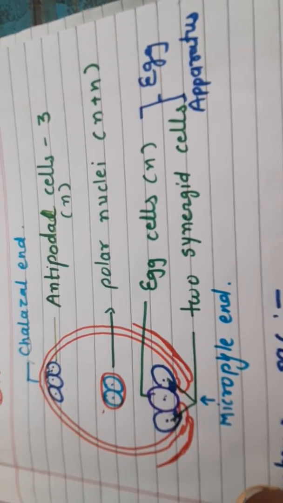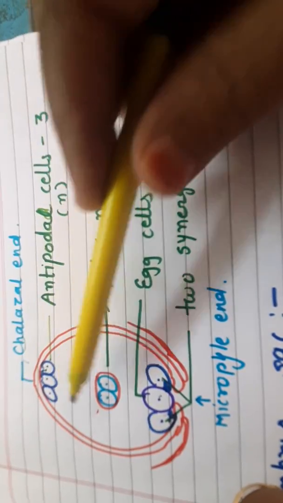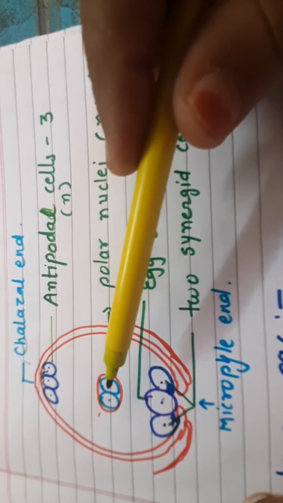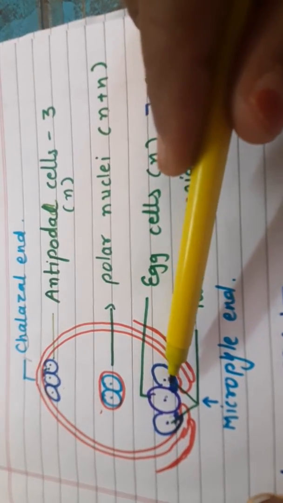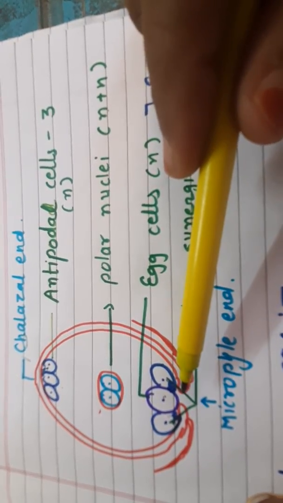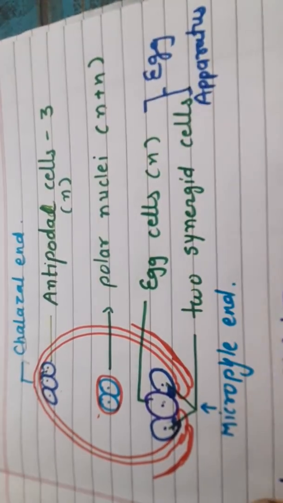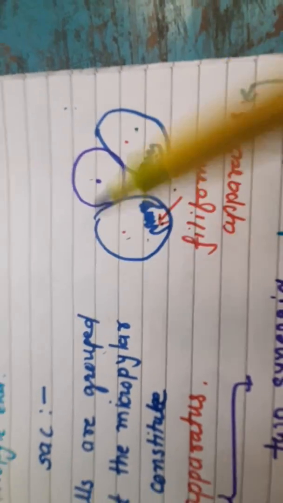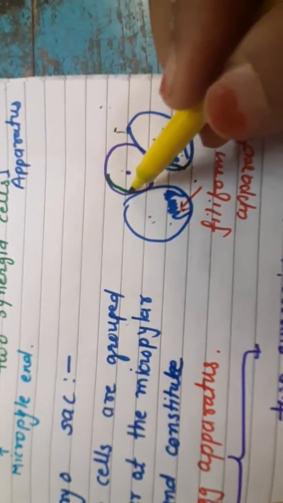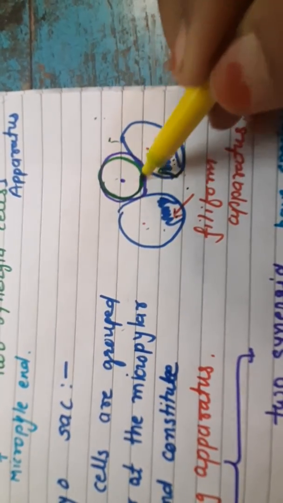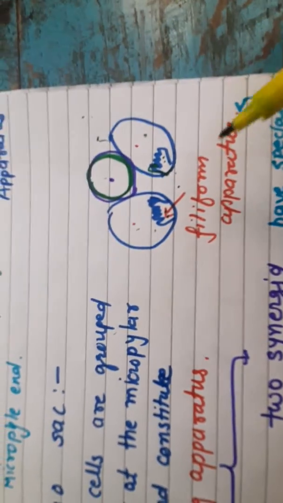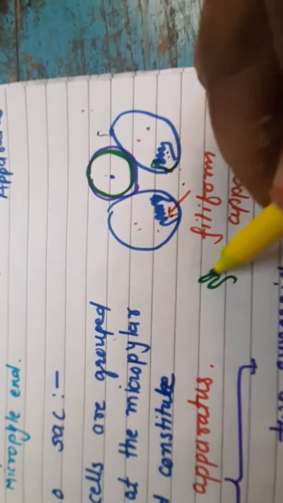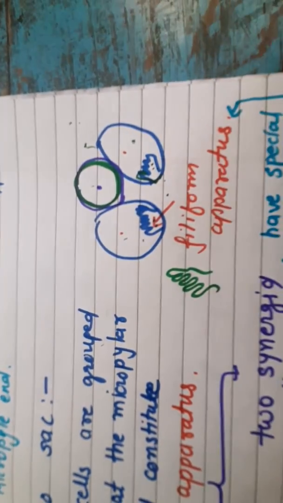chalazal end. They form antipodal cells. 2 central nuclei form polar nuclei, and 3 cells towards the micropylar end form the egg apparatus. In the egg apparatus, 1 egg cell and 2 synergid cells. This is the egg cell and 2 synergid cells. Synergid cells possess filiform apparatus, a projection-like structure.